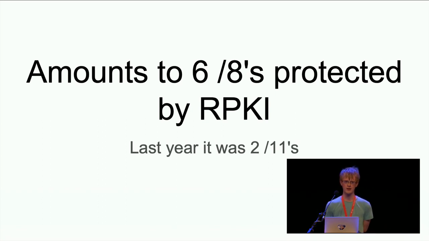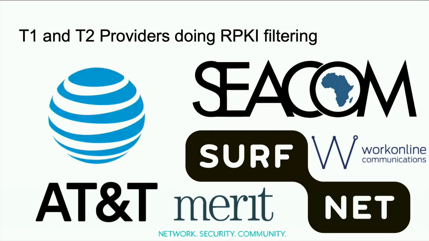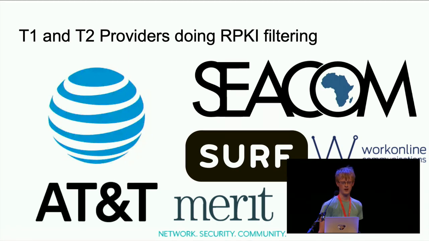And the growth on this has almost entirely been due to the fact that Tier 1 and Tier 2 providers are now doing RPKI filtering. AT&T was a massive one. CCOM and Work Online have both done a huge amount of work in the African market to deploy RPKI, and university networks are now doing it. SurfNet, which provides a lot of the downstreams for universities, and Merit, which appears to do a lot of downstream networks for the US universities, is now doing it.